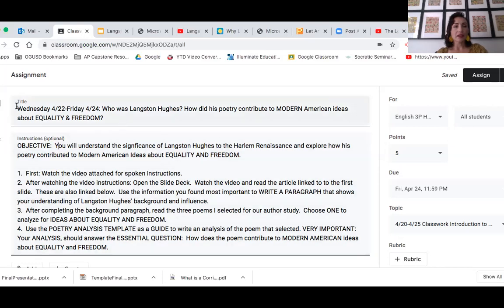Once again, this will be due Friday, April 24th. The questions we want to be able to answer: we want to show that we know who Langston Hughes was. We also want to show how his poetry contributed to modern American ideas, and use the hyperlinks in the slides to help you through it.